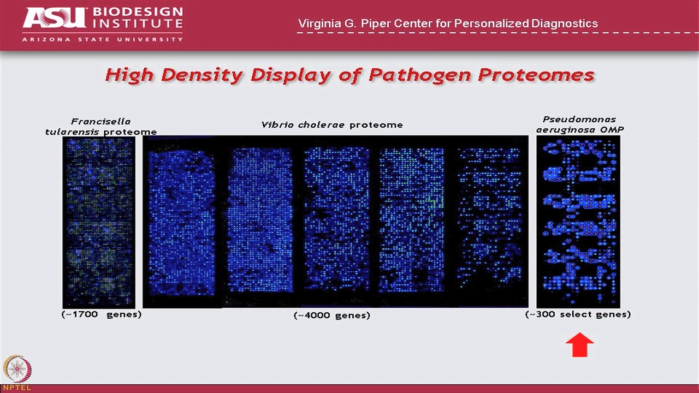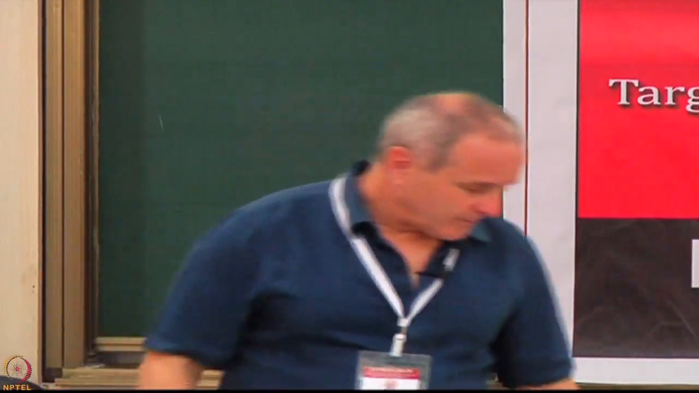This is pathogen proteins, right? And what you're looking at here, remember I mentioned tularemia when you asked your question. That is the entire proteome of Francisella tularensis. In fact, it's the entire proteome in duplicate. So we got them all onto a single array. These five chips are cholera, so Vibrio cholera. And then this chip here is just outer membrane proteins from an organism called Pseudomonas aeruginosa, which is the organism that causes pseudomonal pneumonias. It's a leading cause of death in patients who have a disease called cystic fibrosis.